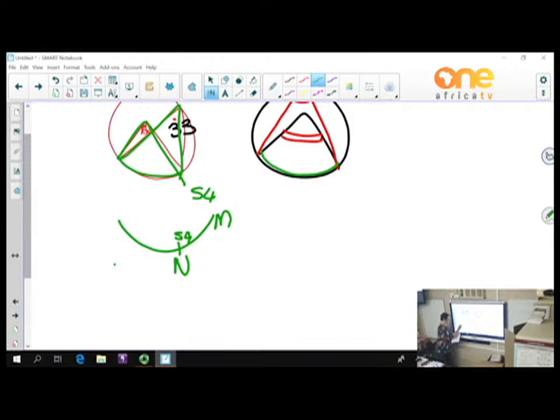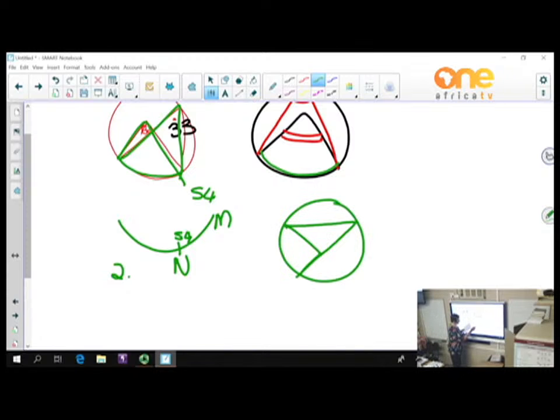Right, now number 2. Look at number 2 there. In the figure, O is the center of the circle, AB is parallel to DC, and AOD is 58. Find the angles marked X, Y, and Z. So you have that one angle at the center, which is 58. What would be Z? So the one angle here is 58 degrees. Here, 58. And it's parallel lines, which makes this one also 58 degrees.